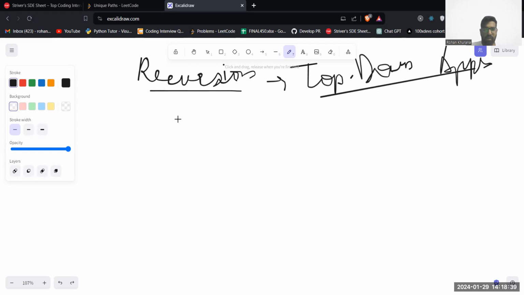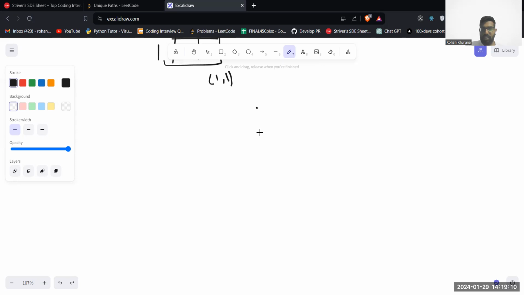Now, let's just say I am given a 2 cross 2 matrix or grid, whatever. I am here. I need to reach here. This is my initial point and this is my destination, right? I hope you understand, right? So, what is it? 0, 1, 0, 1. Now, this is 1, comma 1. So, to understand what top down is, where will I start? I will start from here, right?